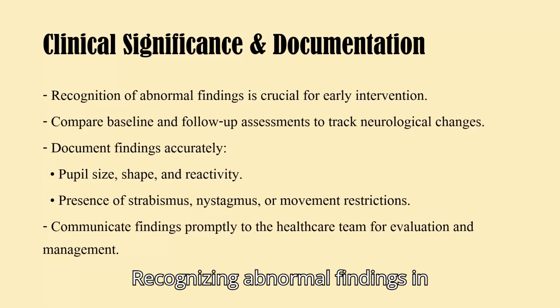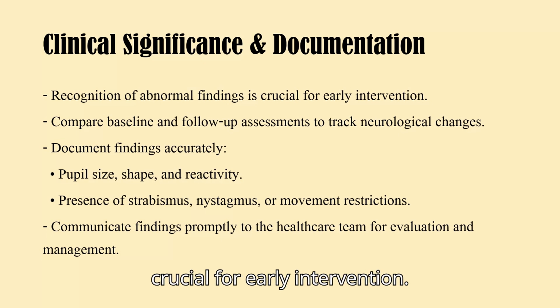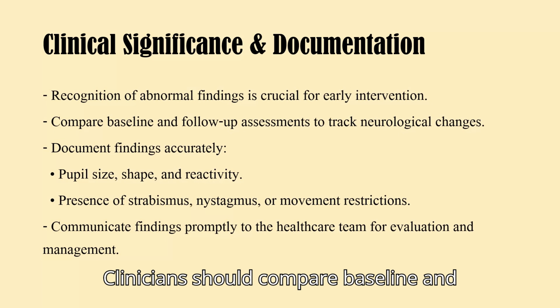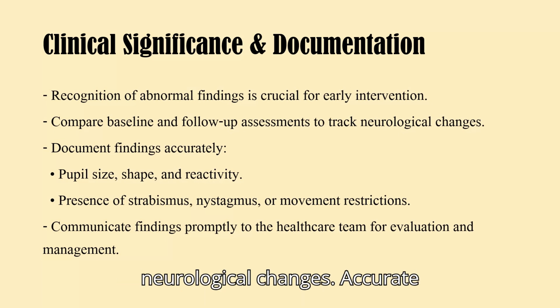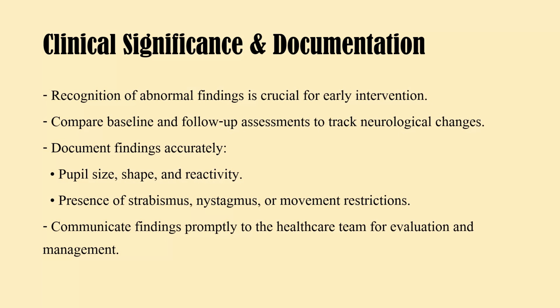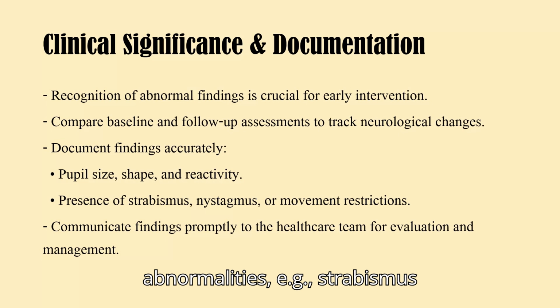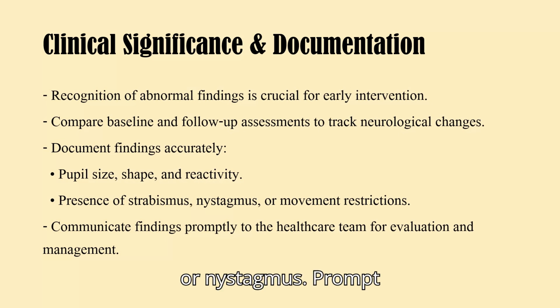Recognizing abnormal findings in pupillary and extraocular assessments is crucial for early intervention. Clinicians should compare baseline and subsequent assessments to monitor neurological changes. Accurate documentation should include pupil size, shape, reactivity, and any noted abnormalities, e.g., strabismus or nystagmus. Prompt communication of these findings to the healthcare team is essential.